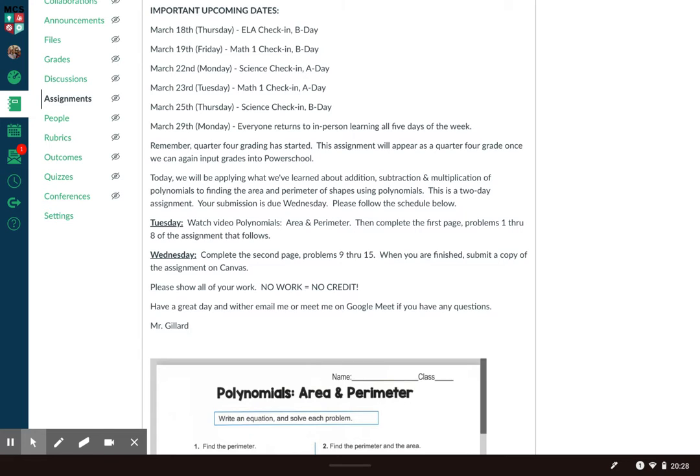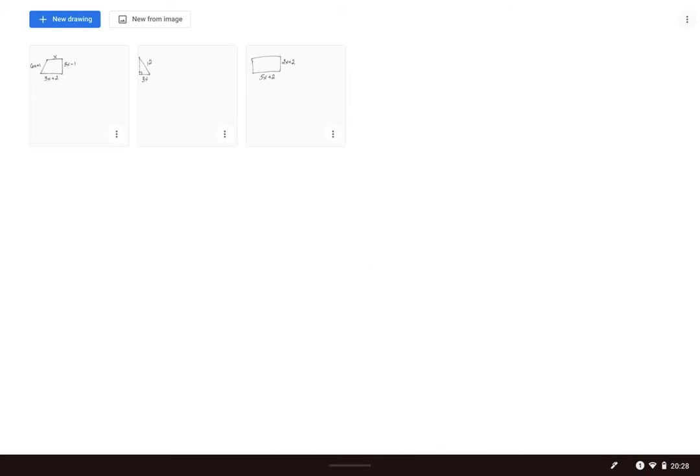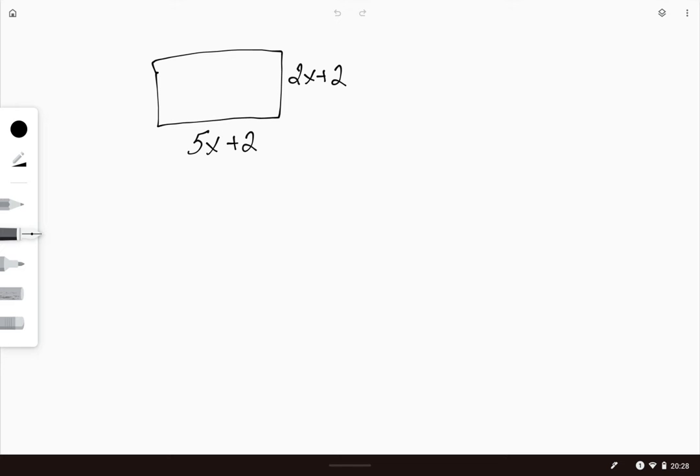So what we're learning today is polynomials, area, and perimeter. This is going to take everything that you've learned so far about polynomials with addition, subtraction, and multiplication, and we're going to apply this to geometry and finding the area and perimeter of various shapes. All right, so let's go ahead and get started today. I've got 3 examples that I want to show you. So the first example that we're going to begin with is the rectangle.